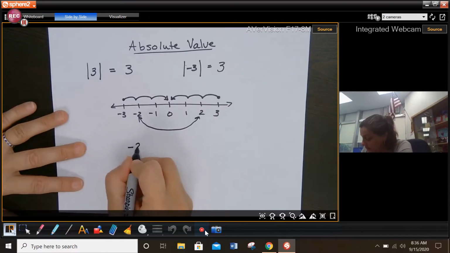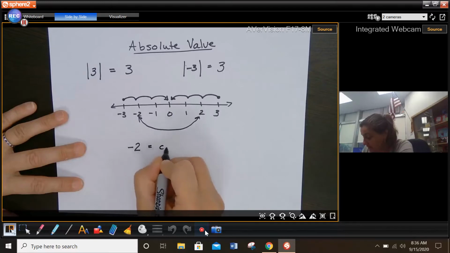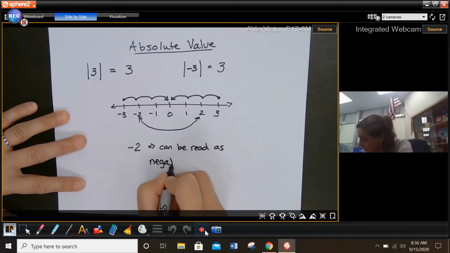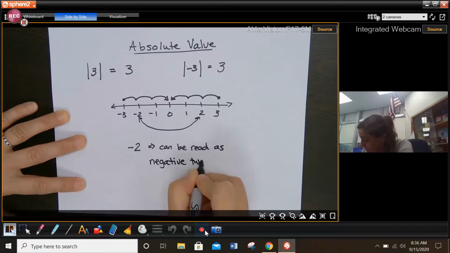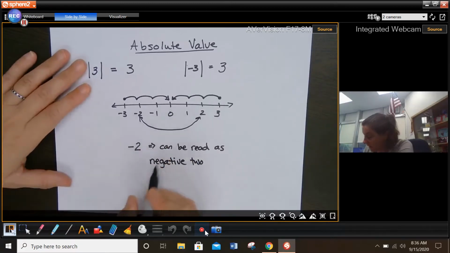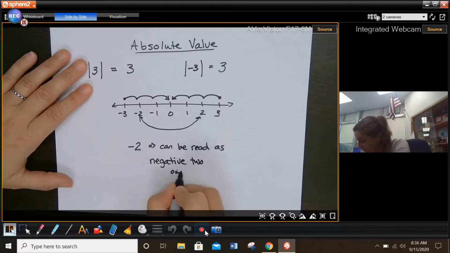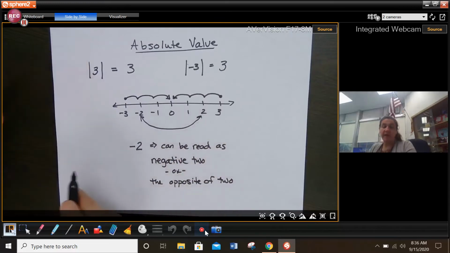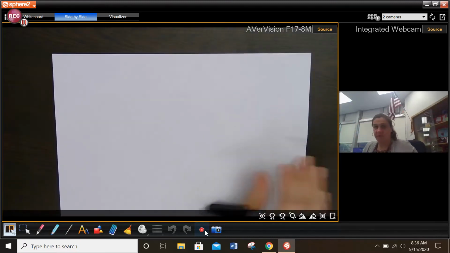This number, negative, we'll just use a 2, can be read as -2, or it can also be read as the opposite of 2. Because this is the opposite. So a negative sign can mean negative. It can also mean the opposite in math. So if we can understand that, then you're going to have no problem with where we're going.